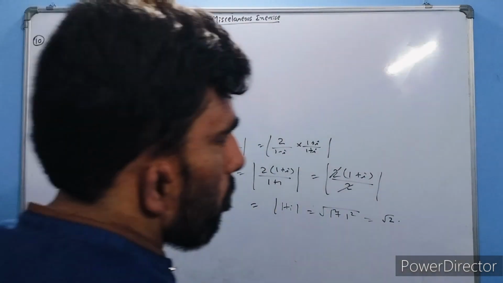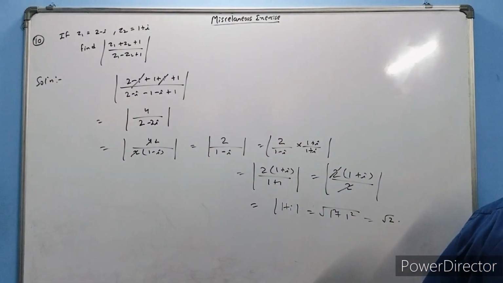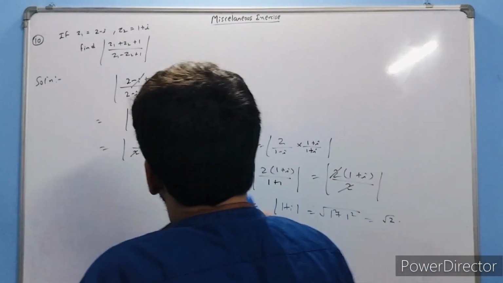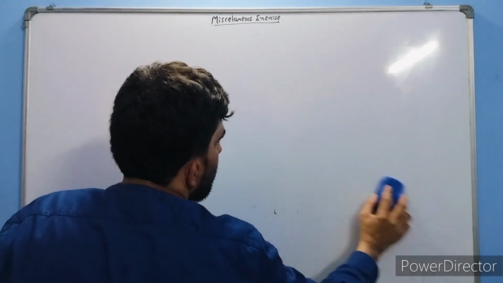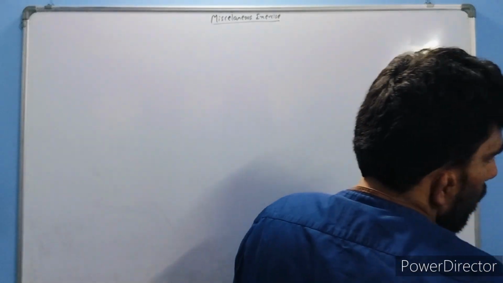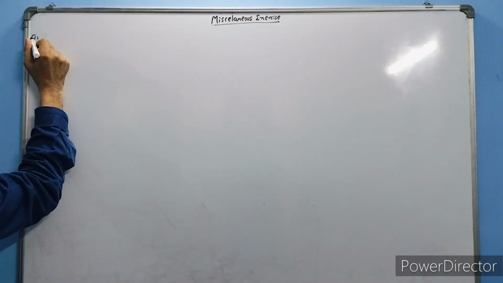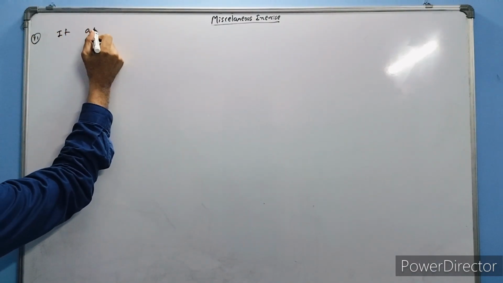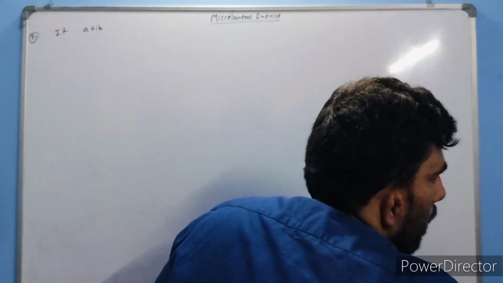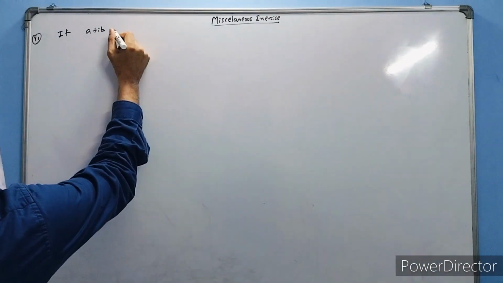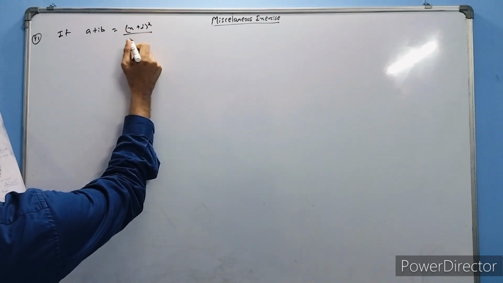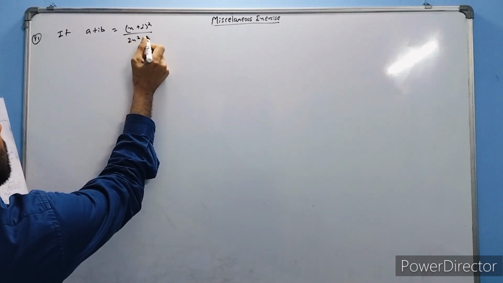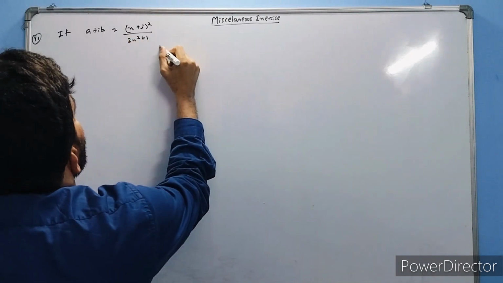Now let us try to solve the next question, the 11th. Let us see what they have given. We have just solved half of the miscellaneous exercise till now. So now let us try to solve the 11th. They have given that if a plus ib is equal to (x plus i) whole square upon 2x square plus 1, then we need to prove.